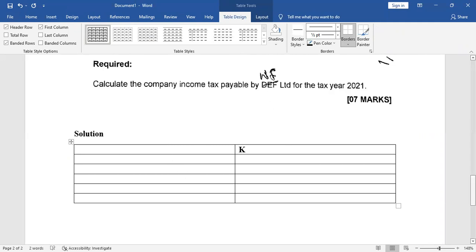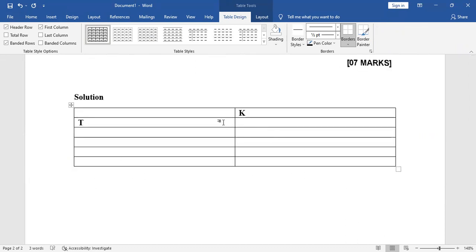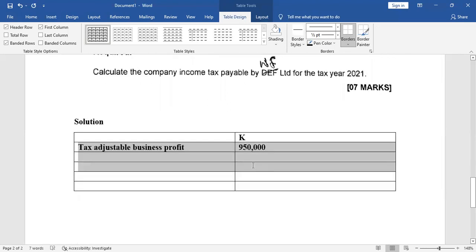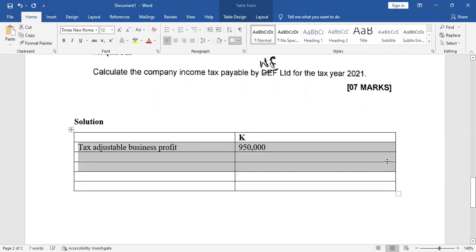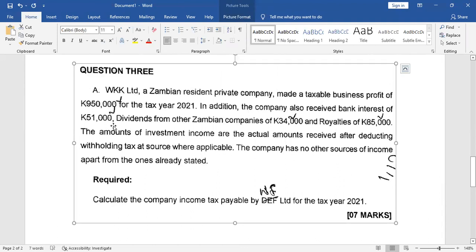Okay, there. So we start with our business profits. How much was the business profit? The company made a business profit of 950,000. Tax adjustable business profit: $950,000. Okay. Now I need to add income that should be taxed, meaning those incomes which are not final tax in terms of investment income. So if you look at it, the company also received bank interest of 51,000.